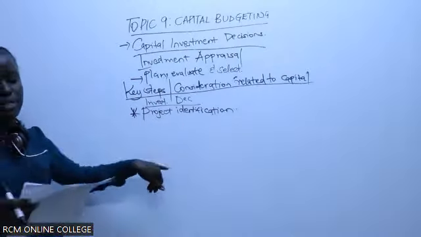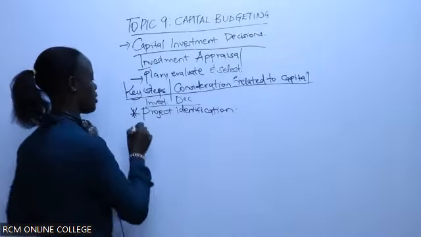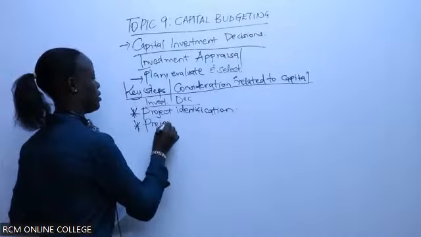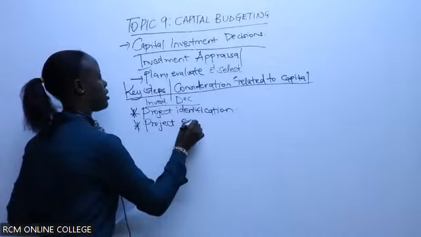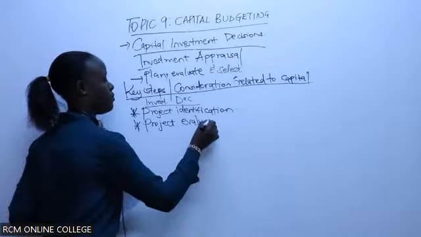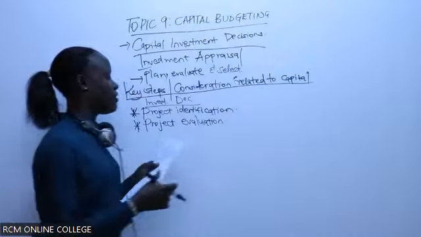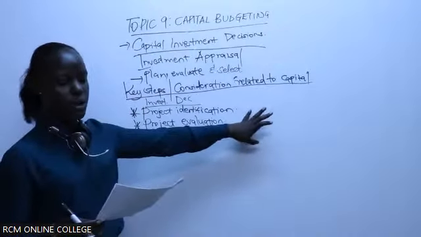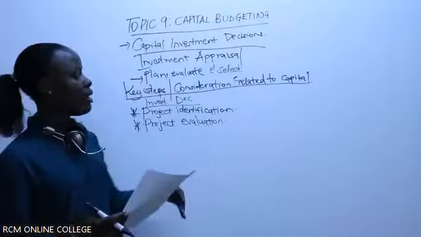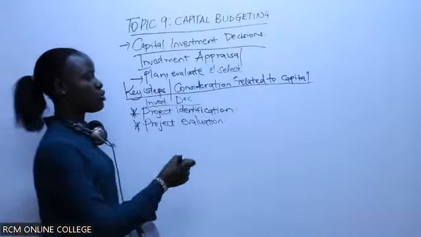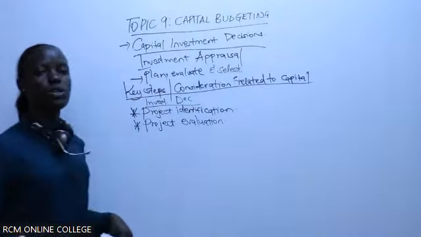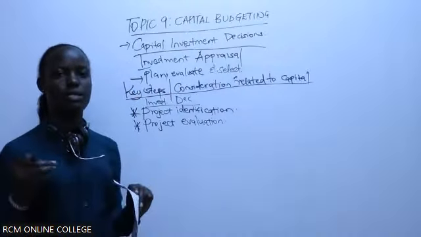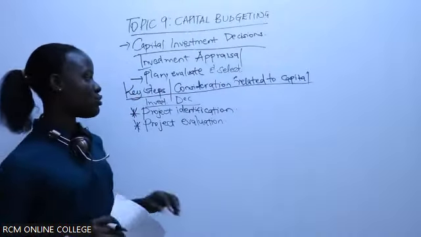After project identification, now you'll do the project evaluation. You are evaluating the project. You've identified the specific projects that you want to venture in. Now you'll have to evaluate. Suppose I want to choose this project. Which costs am I going to incur? What benefits are associated with this specific investment that I want to venture in?